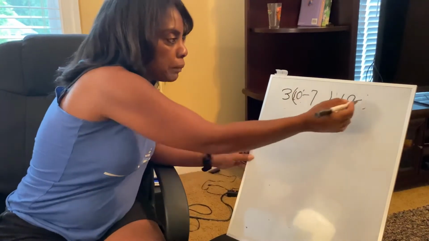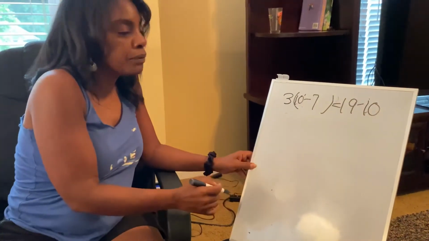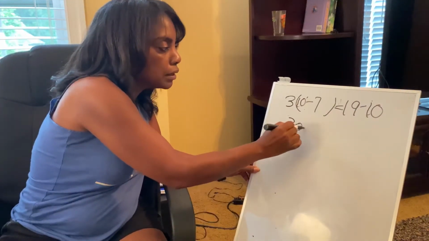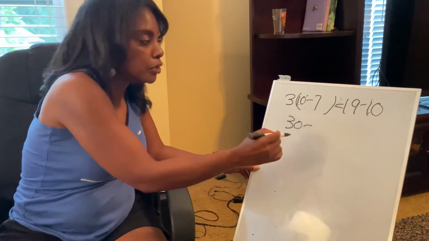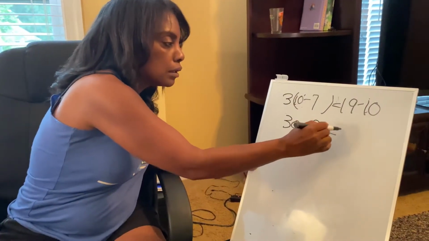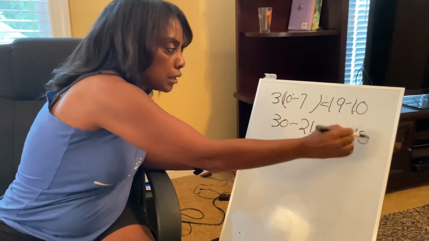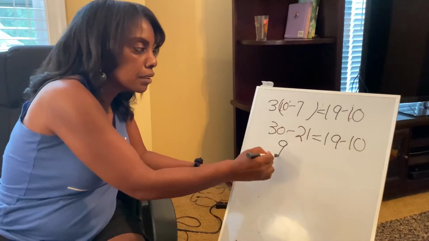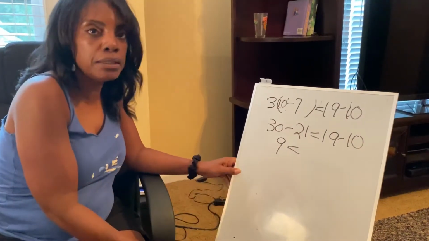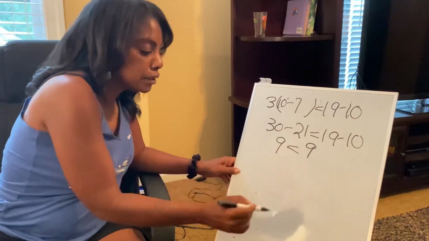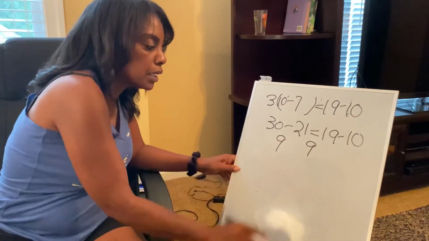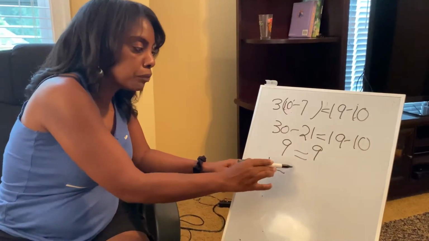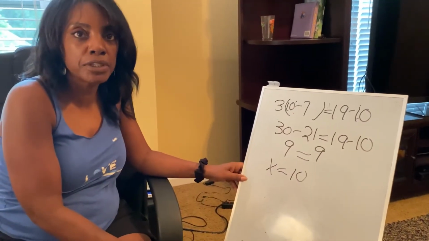So this 10 is replacing the x. So we need to do the distributive property again. 3 times 10 is 30, minus 3 times 7 is 21. 30 minus 21 is 9. 19 minus 10 is 9. So we can see that both sides equal 9. And so that means that the answer x equals 10 is the correct answer to solve that problem.